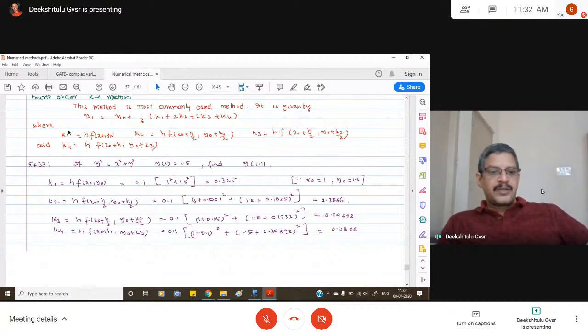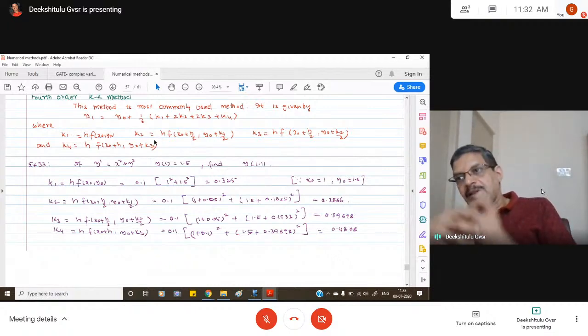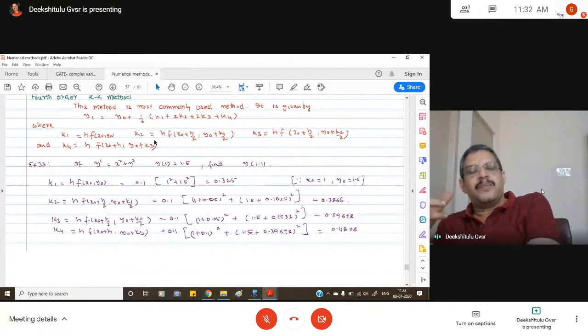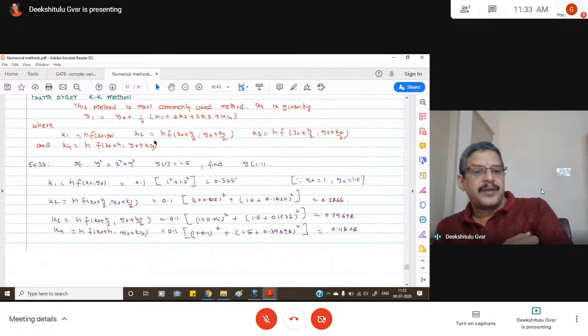So if you observe, k4 is in terms of k3, k3 in terms of k2, k2 in terms of k1. So internally there is an iteration going on, which you don't observe. So finally it gives a very good approximation to the solution. So this is a very, very important method. I'm sure you'll get a question or two on this Runge-Kutta method of order 4. Be very careful and practice more on this.